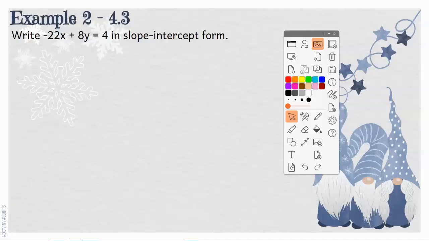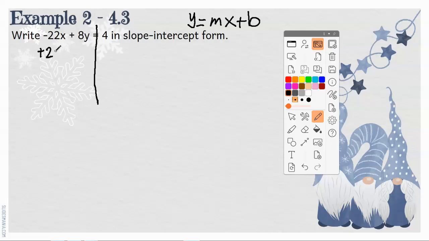All right, so this first example is asking us to take this and put it into slope-intercept form. So if we want slope-intercept form, we want it to look like this. We want to solve for y, basically. We want y to be the only thing left on the left side. So here's what we're going to do. We're going to draw a line down our equal sign. And step 1 is going to be to move the x from the left side to the right side. So the opposite of minus 22x is going to be plus 22x, and we're going to add it to both sides.